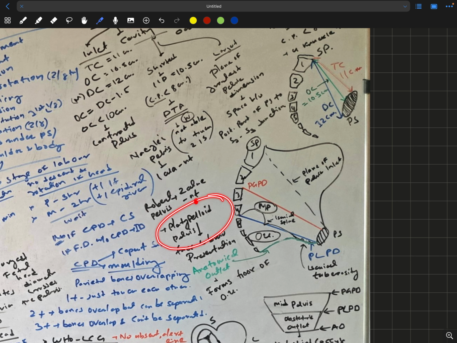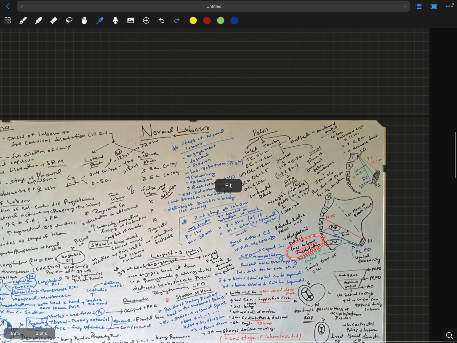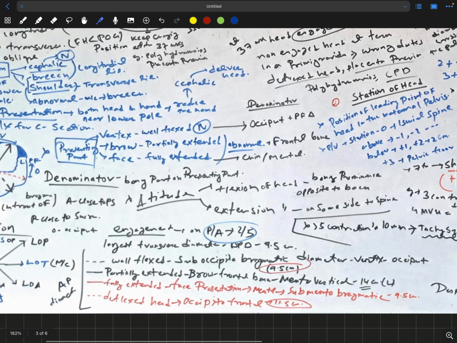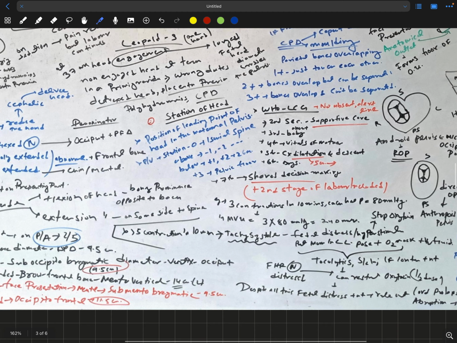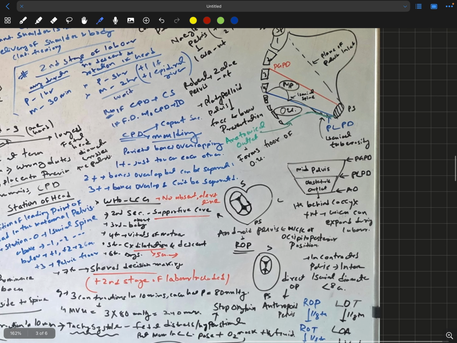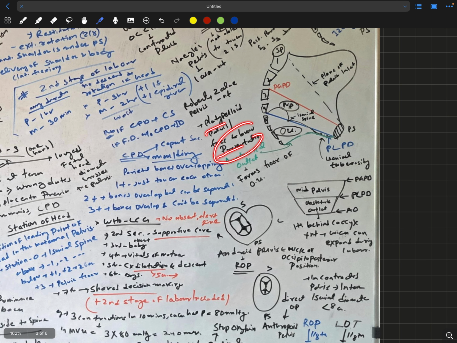Another type of pelvis we have is called platypelloid pelvis. In platypelloid pelvis, face and brow presentation are the most common presentations. I told you earlier what the common presentation is in case of face or brow presentation. That is in case of platypelloid pelvis. So in platypelloid pelvis, face and brow presentation are very common.